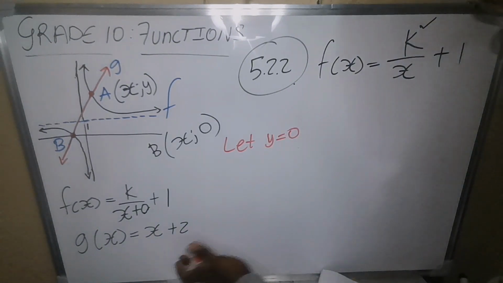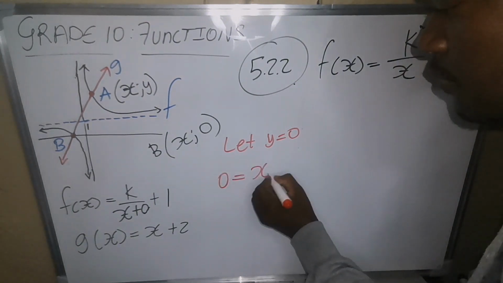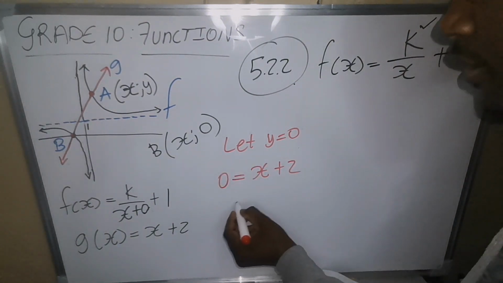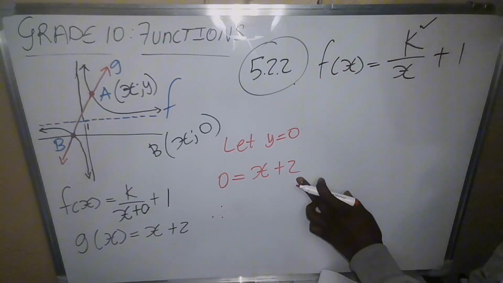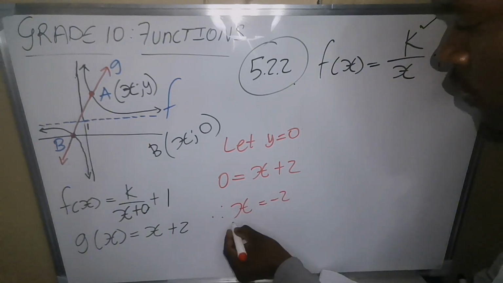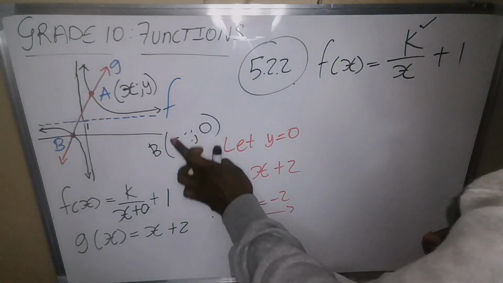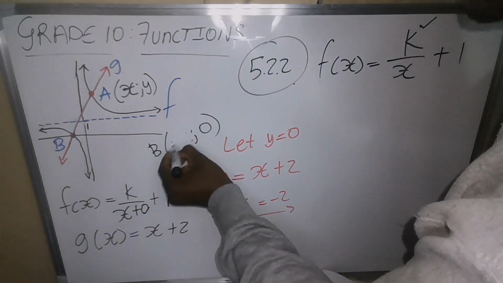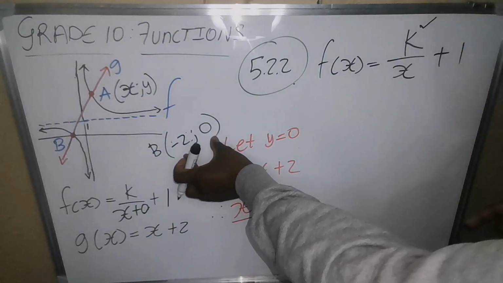Since on the graph here g(x), I'm going to let y be 0 and find x. So 0 is equal to x plus 2, therefore I'm going to transpose this 2 to the left, and x is equal to negative 2. So the coordinates of B are negative 2 and 0. Negative 2 and 0.